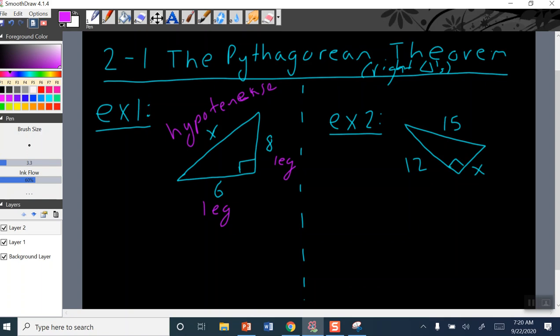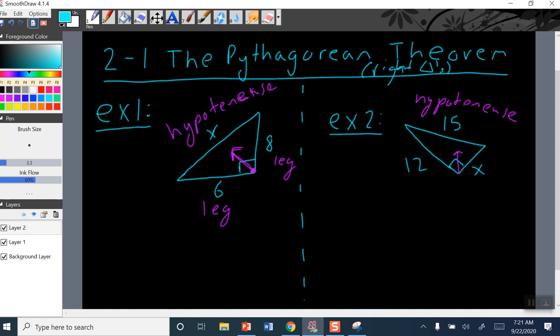And one other trick that I always want you to get in the habit of is always draw an arrow through the right angle box, because if you draw an arrow through the right angle box, it will always point to the hypotenuse. Take a look at example 2. I draw my arrow through the right angle box. It is pointing to the hypotenuse.